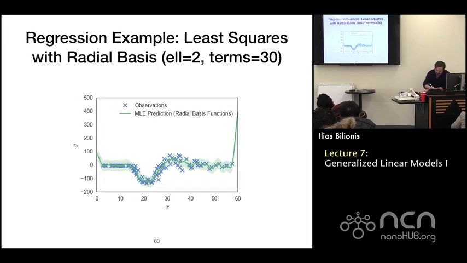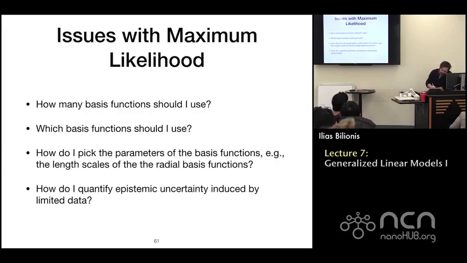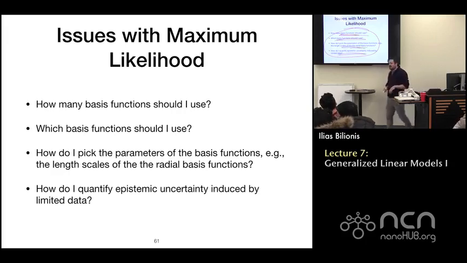With more basis functions, the radial basis functions will still overfit. So we have the same problems. All these problems still remain. How many basis functions should we use? Which basis functions? How do I pick the parameters? How do I quantify epistemic uncertainty?